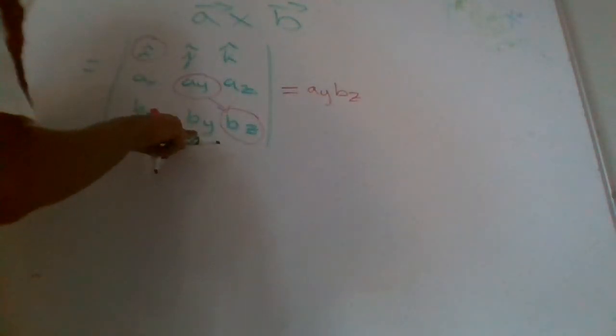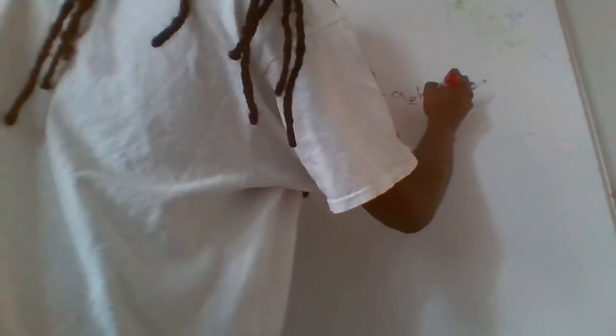we're going to get this I term here. And we're going to take this I term, and we're going to multiply, I'll write the I at the end, we're going to multiply it by AY times BZ minus AZ times BY. And this is all multiplied by I hat.